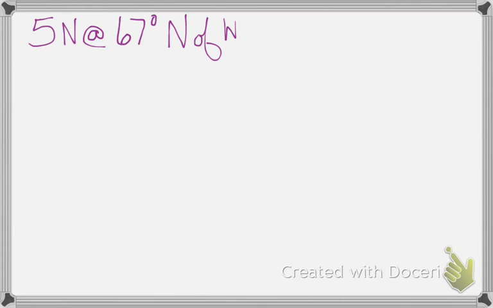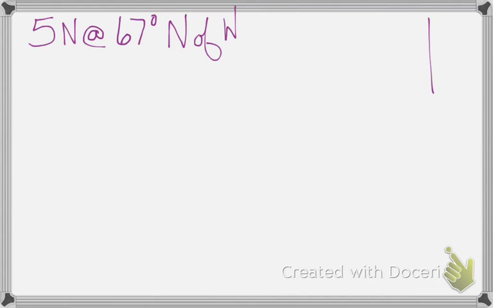Okay, here's a second example. It's a slightly more complicated example. We're going to use 5 newtons at 67 degrees north of west. So we're going to be putting those cardinal directions in right now.